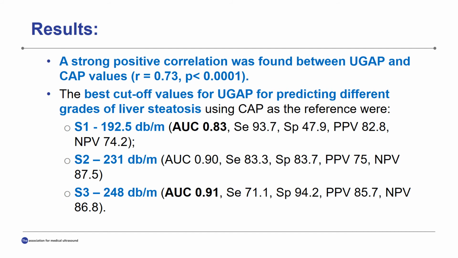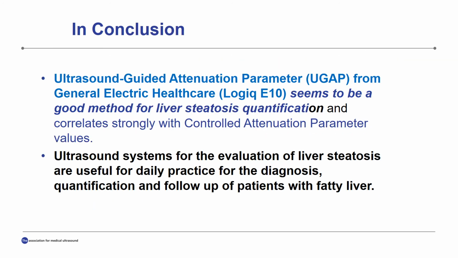If we look at the AUROC, for all these cutoff values it is quite high, between 0.83 and 0.91. Then the sensitivity and specificity are a little different here, but if we look at the positive and negative predictive values, these are quite good for practice.